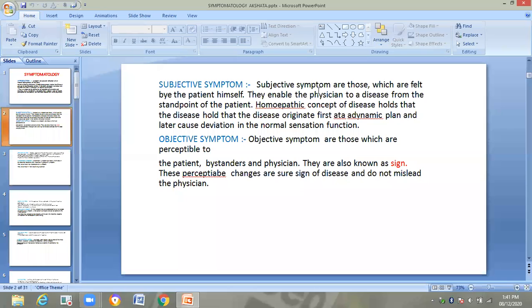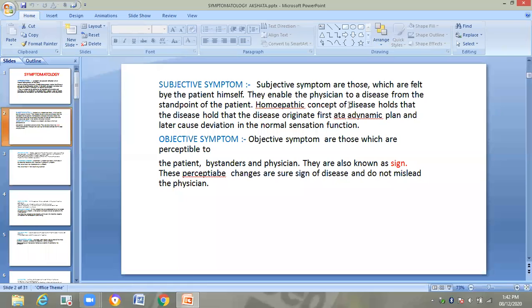So the subjective symptoms are those which are felt by the patient himself. They enable the physician to know the disease from the standpoint of the patient. So what the person is exactly suffering from, from the standpoint of the patient, he expresses to the physician.